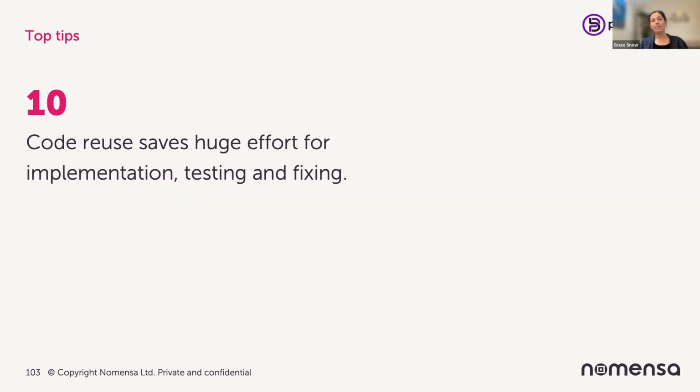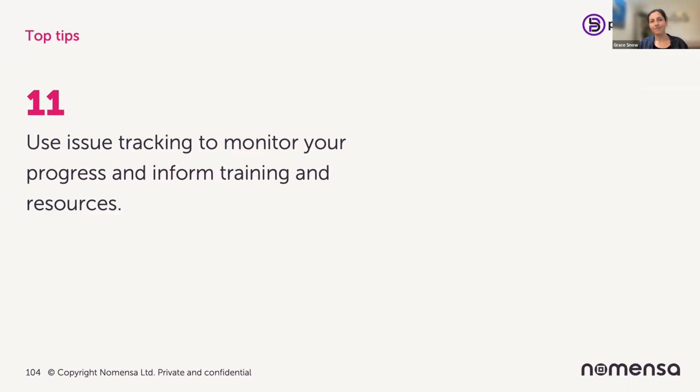And remember, number 10, that code reuse saves a huge effort for implementation, testing and fixing. Most sites these days are built in component-based architectures, so most code is reused multiple times, which is a really good thing. Similar with designs, we use more design systems now and will reuse stuff, which can save a lot of time and a lot of fixing. So that's a really good thing.